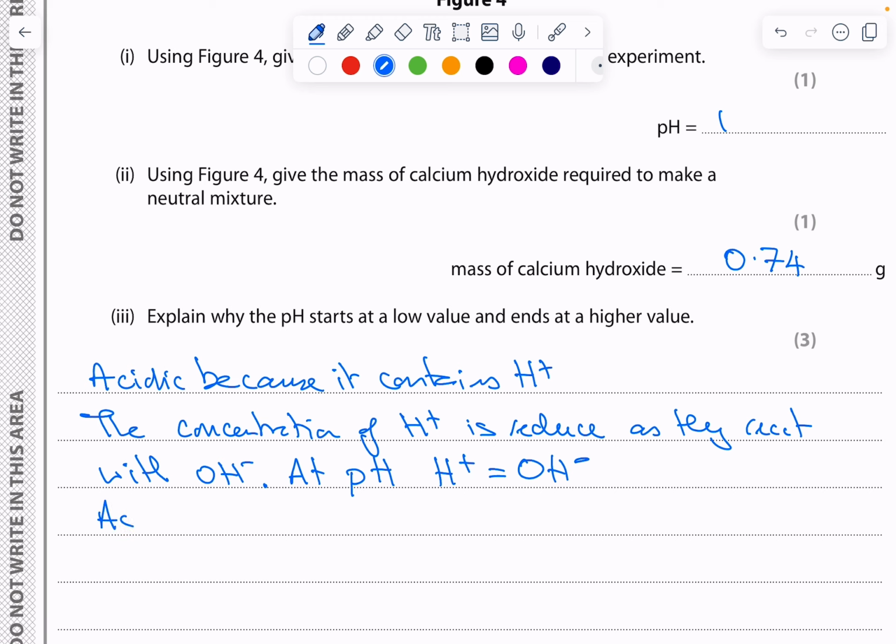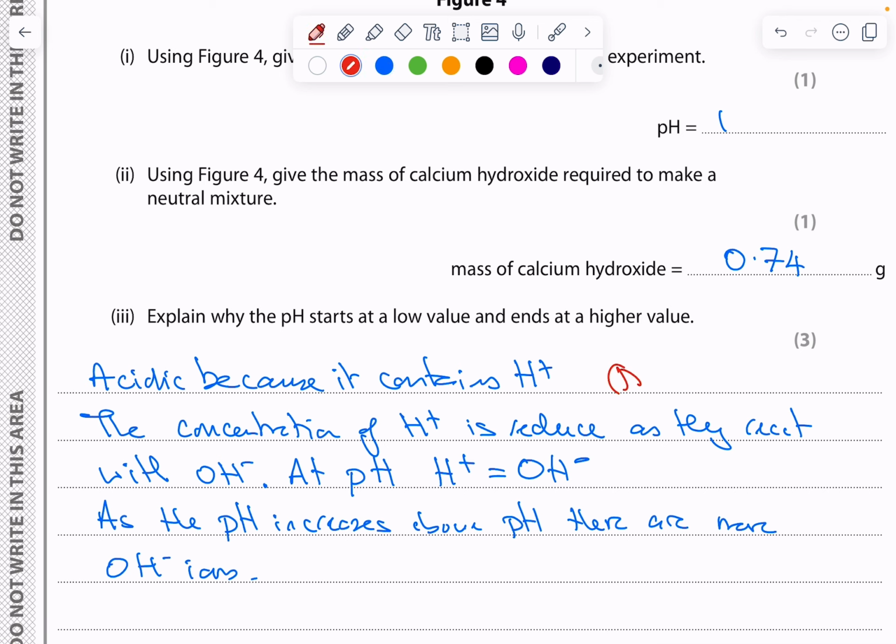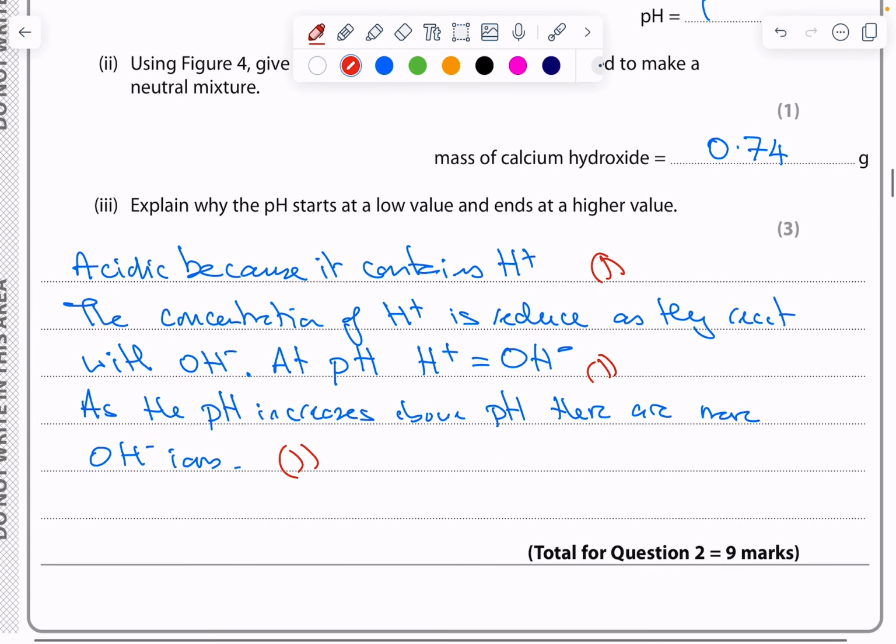And then as the pH increases above pH 7, there are more OH minus ions. So we get a change in that. The marks for that, you're going to get a mark in here for saying this is why it's reducing towards neutral, and this is why the pH continues to rise above that point.